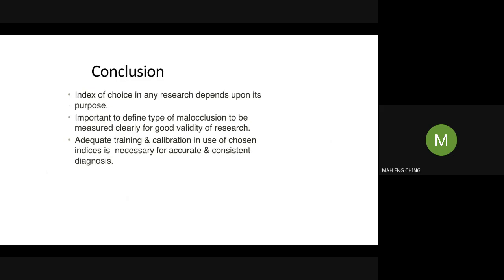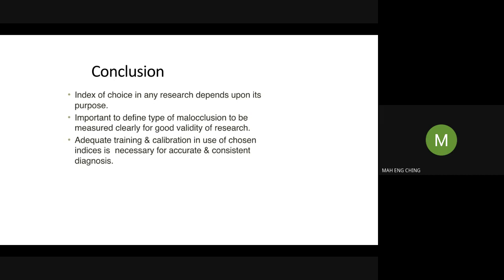So what are the conclusions after we listen to so many syntaxes or indices? Then we have to come up with a conclusion. So the index of choice for any research depends upon its purpose. Let's say you want to measure only the severity of the malocclusion, then maybe you can use IOTN. But if you want to measure the result, whether they're successful, greatly improved, or they have failed, then maybe use the PAR score.